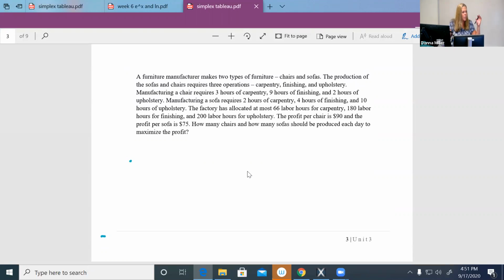All right, so I'm going to work this problem all the way through. We're going to set up a problem, and then we're going to set up the matrix, and we're going to do simplex tableau on it, okay? So we're going to set this all the way up. So let's read it. A furniture manufacturer makes 2 types of furniture, chairs and sofas. That's what I'm making. That's what goes on the top of my table, right? So chairs and sofas. So this would be X1 and X2.